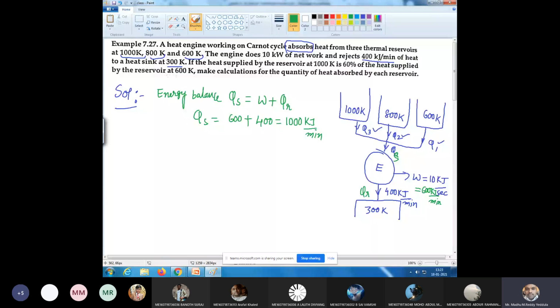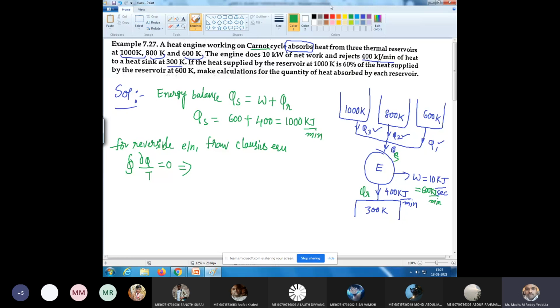Now we can say it is working on Carnot cycle, and from the Clausius equation, for a reversible engine, the cyclic integral of dQ by T is equal to 0. If it is less than 0, that is for an irreversible process. So Carnot cycle is always a reversible cycle. Therefore, for a reversible cycle, the cyclic integral of dQ by T is equal to 0.